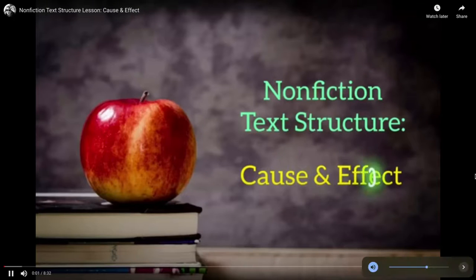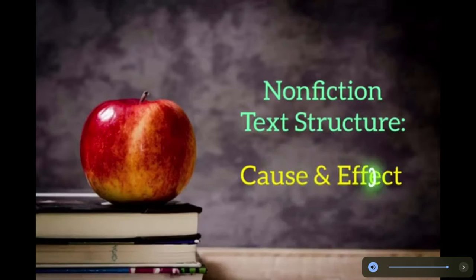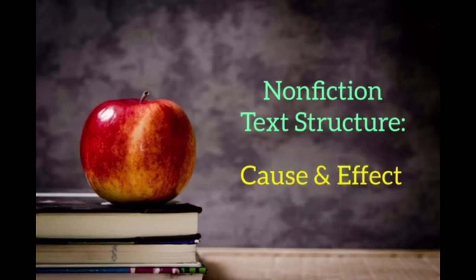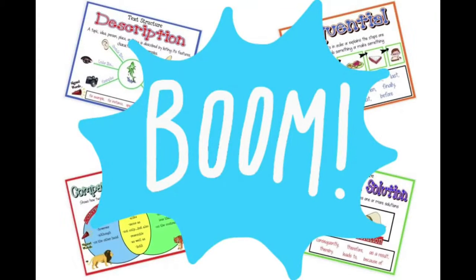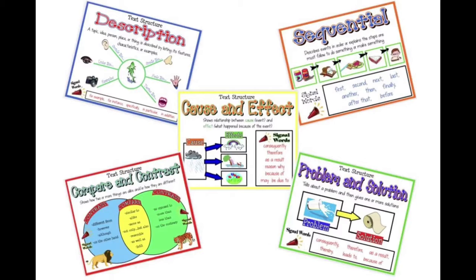Hi boys and girls, today's lesson is going to be on the nonfiction text structure, cause and effect. When writing a nonfiction text, there are 5 different ways that an author can structure it. The first text structure we've learned about is description. This is when the author explains a topic, idea, person, place, or thing by listing characteristics, features, and examples. Or the author could write using sequential order. This is when the author lists items or events in numerical or chronological order.